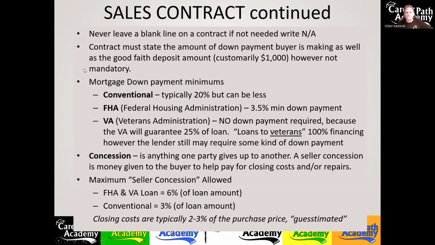It's not mandatory. The mortgage down payment minimums, typically for conventional loans, that's 20%. Could be less. I've seen it as low as 3%. FHA, it's a minimum of a 3.5% minimum down payment. It used to be 3%. President Obama came into office. He raised it to 3.5%. Came his reelection year, just before his reelection, he lowered it back down to 3% again.